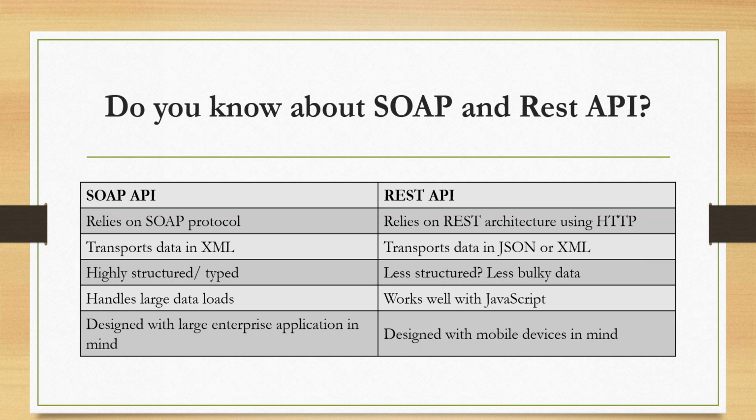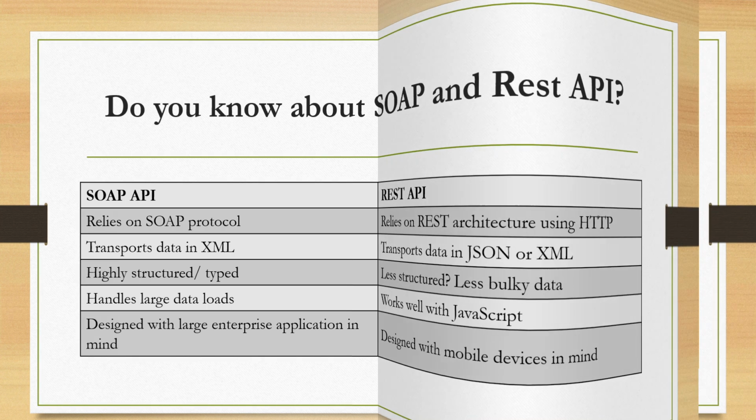Do you know about SOAP and REST API? Yeah. SOAP relies on the SOAP protocol and REST relies on REST architecture using HTTP. SOAP transports data as XML, and REST API transports data as XML as well as JSON. SOAP is highly structured and REST API is less structured and less bulky. SOAP handles large data loads, but REST API works well with JavaScript. SOAP API is designed with large enterprise applications in mind, and REST API is designed with mobile devices in mind.